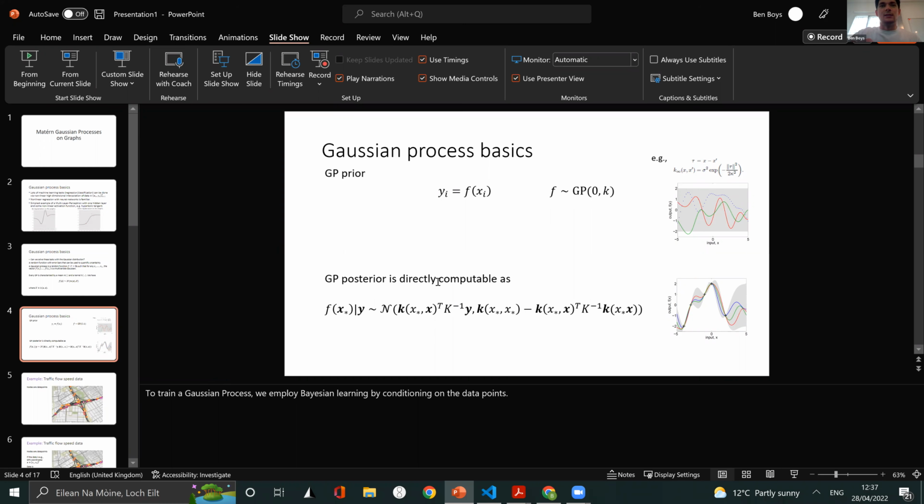A GP posterior is directly computable, which is another advantage of Gaussian processes. It's completely analytically tractable. You can get it in one step by inverting this kernel matrix K. And that's how you train it. And so we employ Bayesian learning by conditioning on the data points that you have in your training set, and then you can test on any data point along the x-axis here, but you could have one or more input dimensions, and you could have different priors over functions that would be less smooth than this, for example. But the key point is you get an error bar as well.